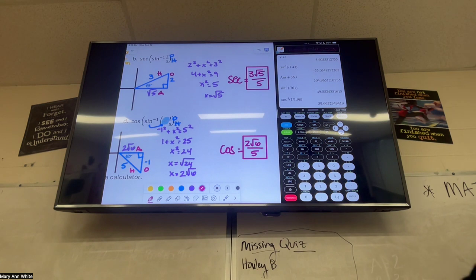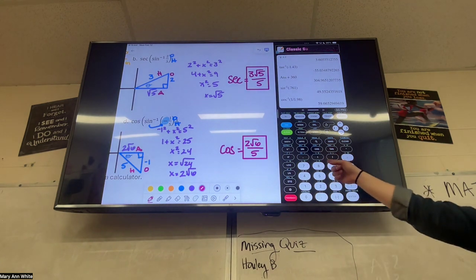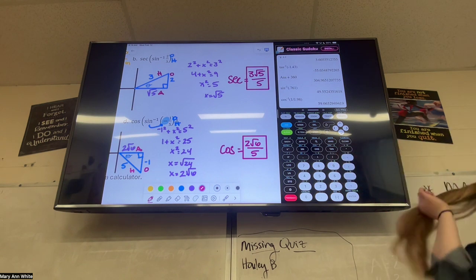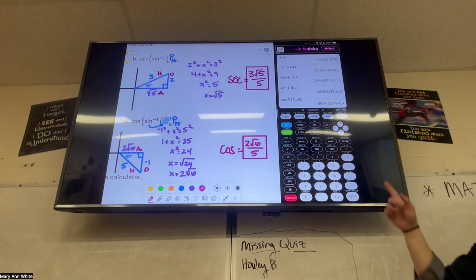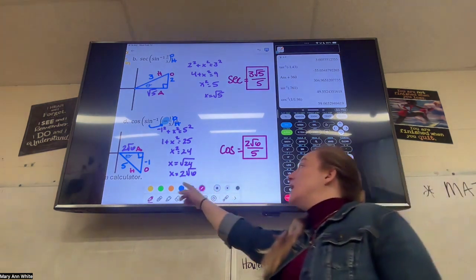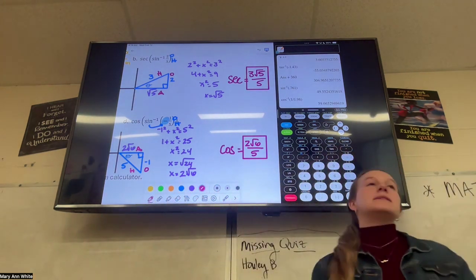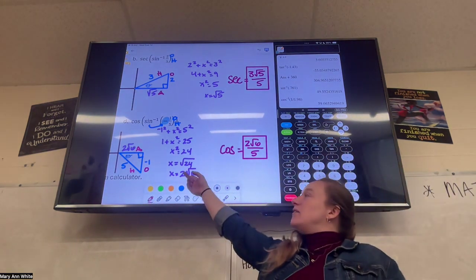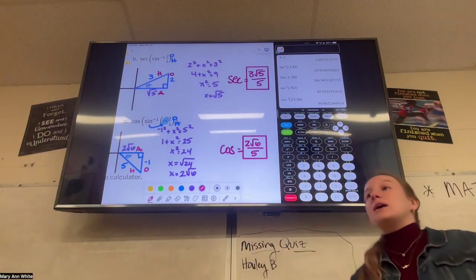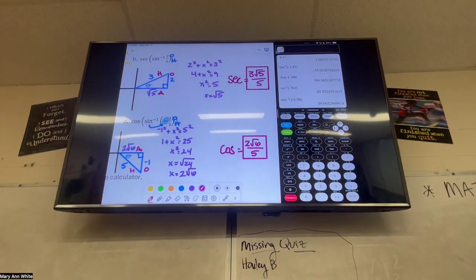So again, this looks like problems that we did a ton of different ways in the first part of this chapter, right? I would give you an ordered pair, or I would give you cosine and say sine is negative. We've done this several different ways, and now we have the same process, just a new set of directions. At the end of the day, I'm drawing my picture, doing Pythagorean theorem, and then finding the trig function they want from me.